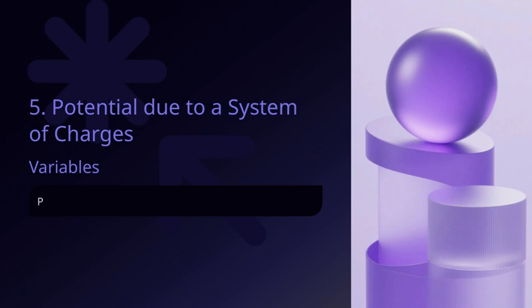Understanding this helps us analyze complex charge distributions and predict how they influence the space around them. It's a fundamental step toward grasping how electric fields and potentials interact in more complicated systems. So, in summary, the potential at any point due to a system of charges is the sum of the potentials due to each charge, and this principle underpins much of our understanding of electrostatics.